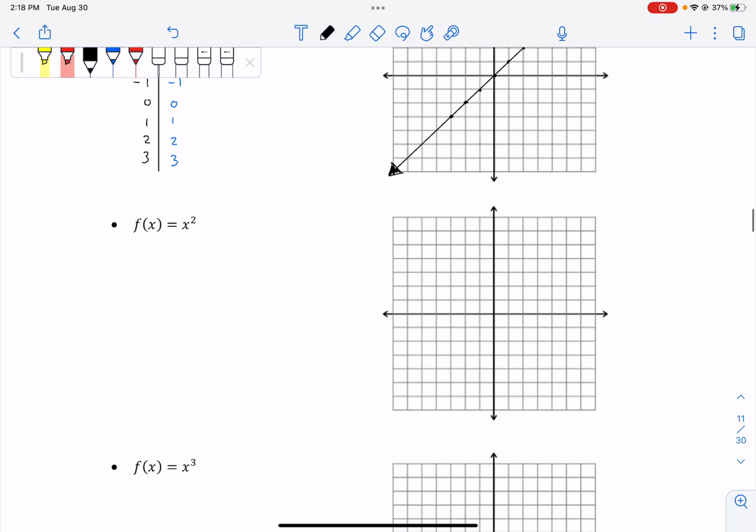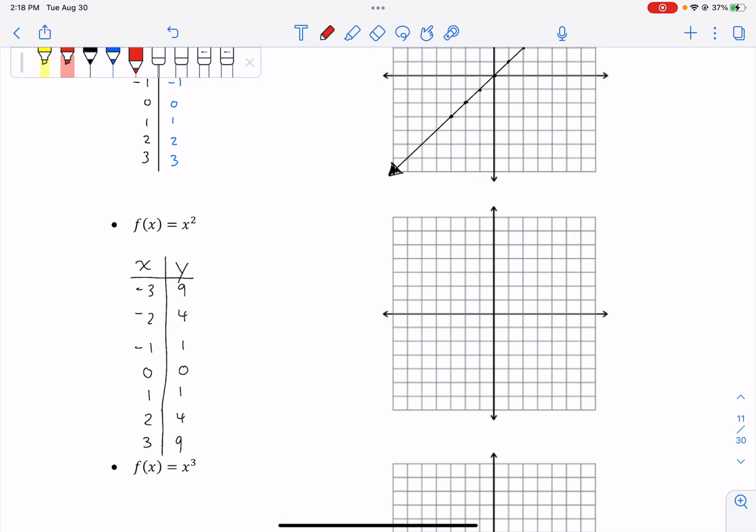Things can get a little bit more complicated when we have something like this. F of x is equal to x squared. Good. So let's say I plug in negative 3, negative 2, negative 1, 0. Let's go down. 1, 2, and 3. If I plug in negative 3 into the x values, then we get 9. Negative 2, if we plug it in, we get 4. And so on, we get 1, 0, and 1, 4, and 9.